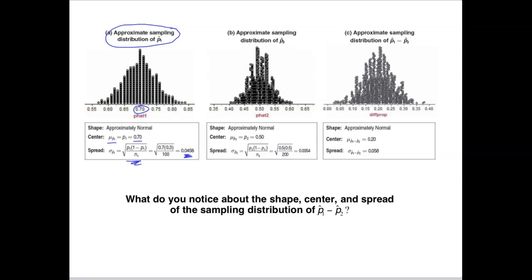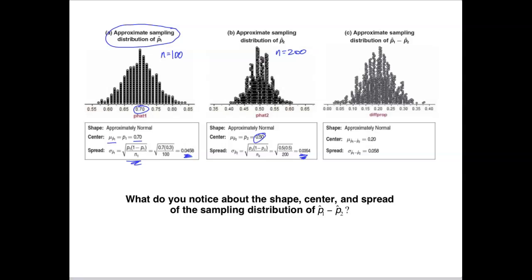At school two, we take over and over again a sample of size 200. School one was 100, school two is 200. We know from knowing about sampling distributions of p hat that it will center over the true population proportion 0.5, and we can compute its standard deviation again using the formula for standard deviation, and it comes out to 0.0354.